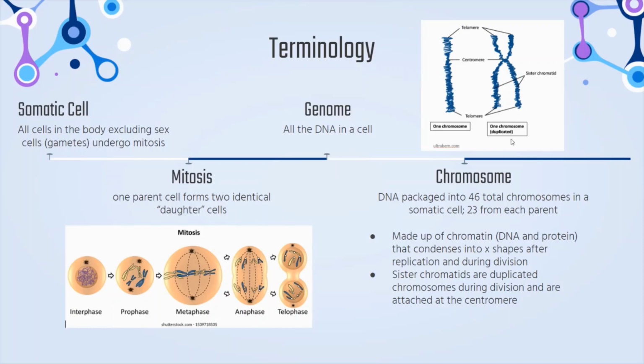And sister chromatids are duplicated chromosomes during division and are attached at a centromere. So this first thing would be a sister chromatid, and when it's duplicated, it forms two sister chromatids, but is still considered one chromosome. And in the middle here is a centromere.